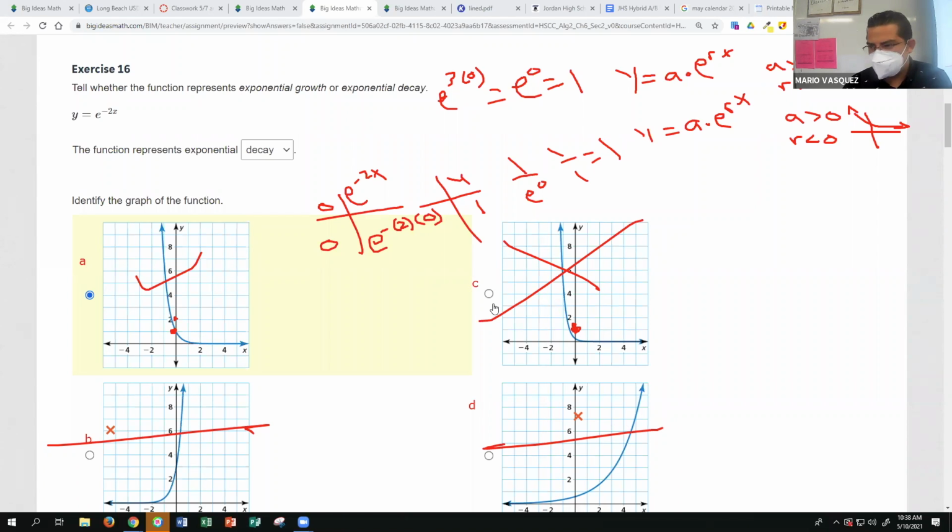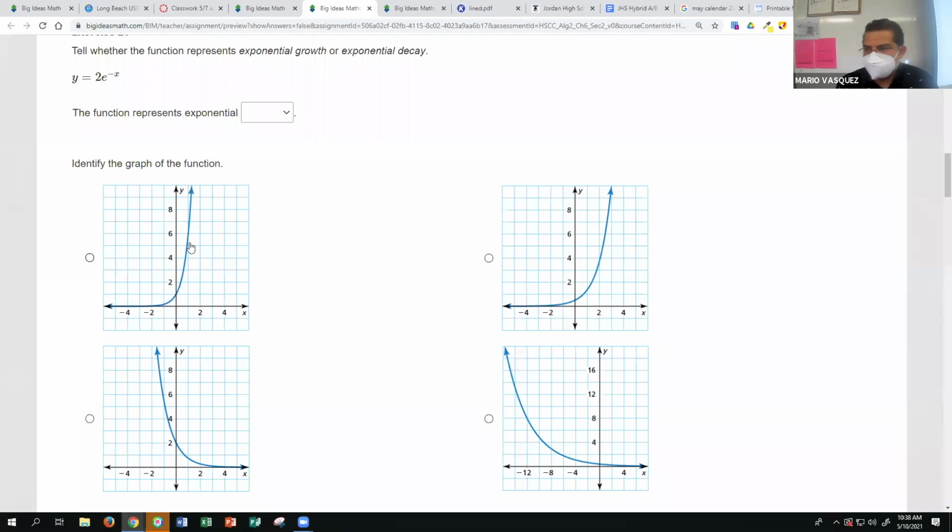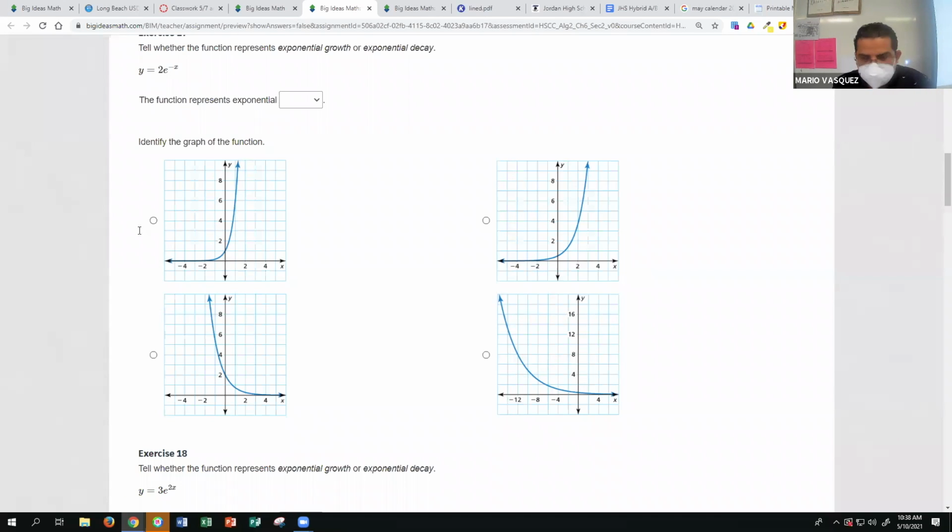Can we move on? Here, let's do this one. Same letters, A, C, and D. This time I want you to type it on the chat. What is the answer? You're going to have a full 30 seconds. And do it private, so nobody else copies your answer. y equals 2 times e to the negative x.